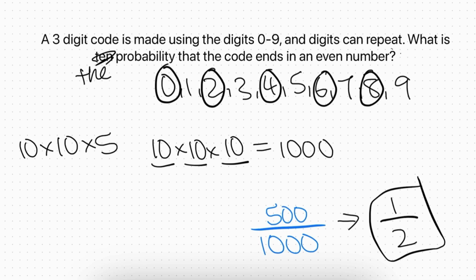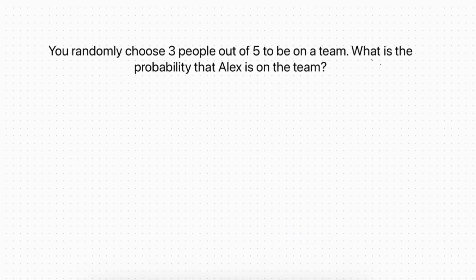All right, let's move on to our next question. You randomly choose 3 people out of 5 to be on a team. What is the probability that Alex is on the team? We've done several questions like this, choosing teams out of the total number of people, in past videos, but we've never really tied this to probability, so let's see how we do that.